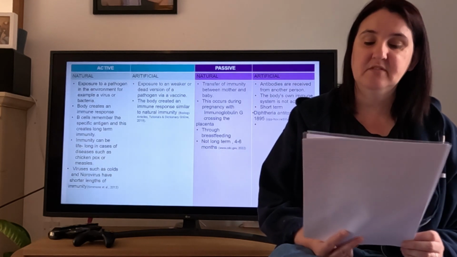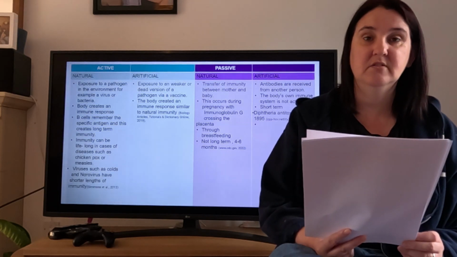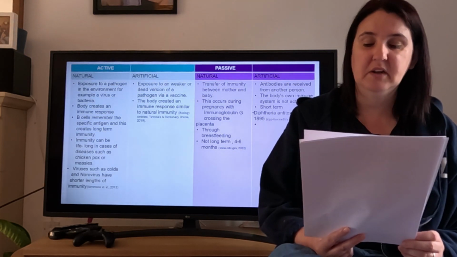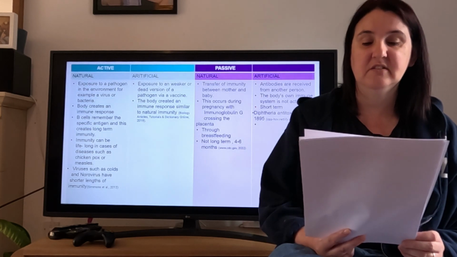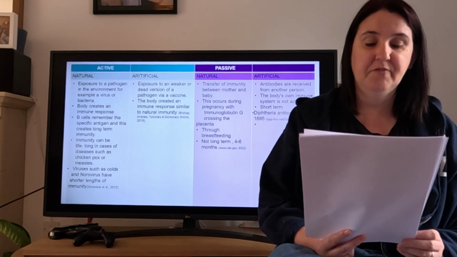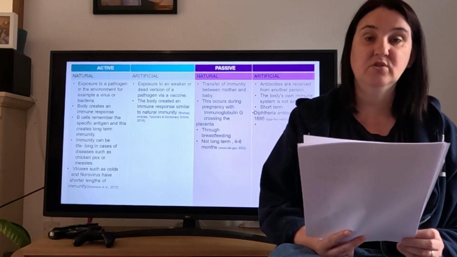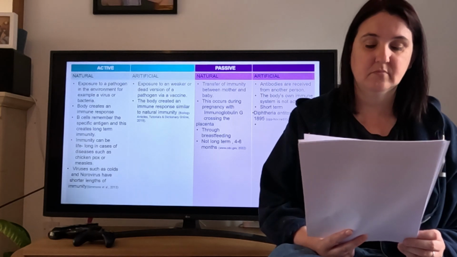Artificially acquired passive immunity occurs when a person receives antibodies from an immune individual. This does not stimulate the immune system to fight off the disease, but the loaned antibodies provide a short-term immune response. The first recorded case of immunoglobulin transfer was in 1895 when it was used to treat diphtheria.